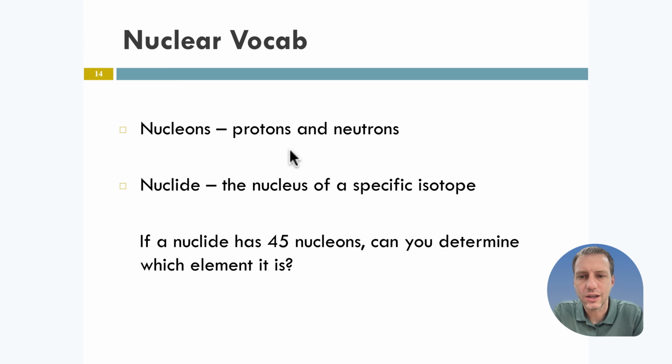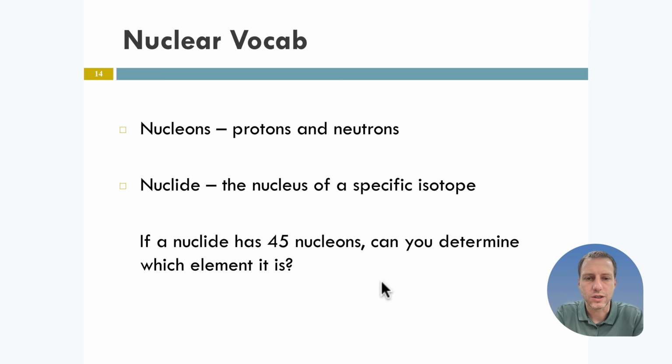We have nucleons and nuclide, and we want to be able to distinguish between the two. Nucleons are the specific protons and neutrons. So a proton is a nucleon, and a neutron is a nucleon. When we use the term nuclide, we are referring to the composition of a specific nucleus. You might talk about a nuclide that has 30 nucleons, and 15 of those are protons, and 15 of those are neutrons. We're just talking about a specific nucleus when we say nuclide.